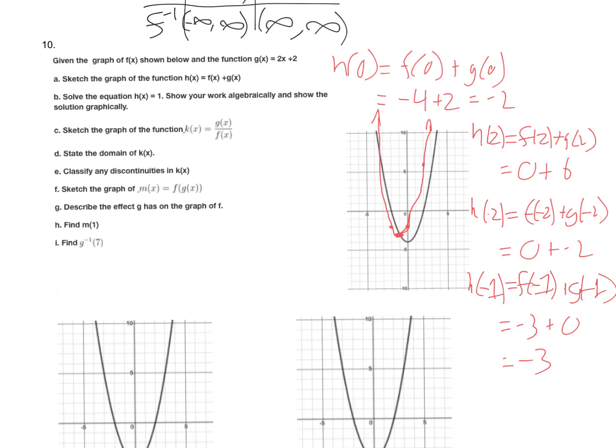Now this says also to solve the equation h of x equals 1. And then it says either show your work algebraically or show the solution graphically. So graphically I can just see that there should be a point right here and then somewhere also over here. Now the algebraic showing here would be, okay, I should just plug in, and I'll do one of these. I need h of x to equal 1.